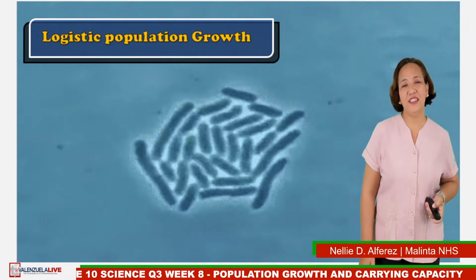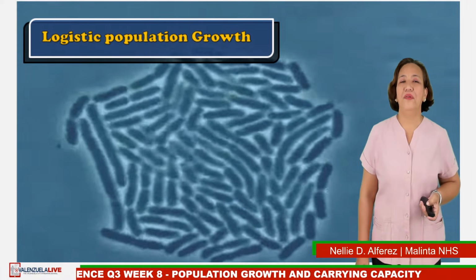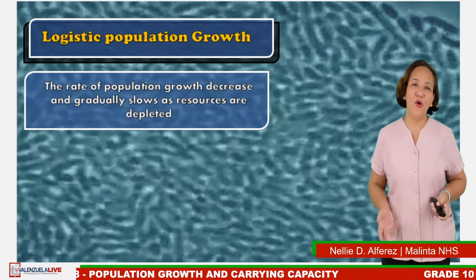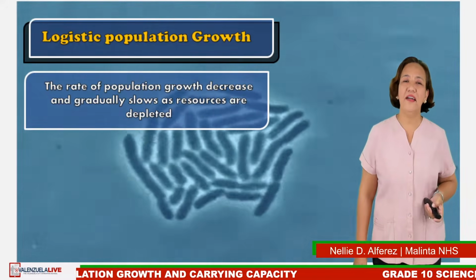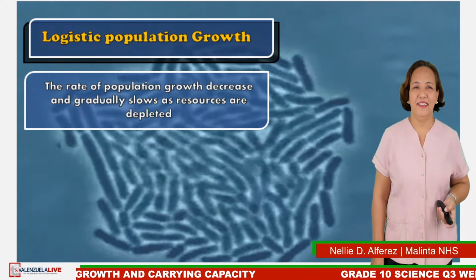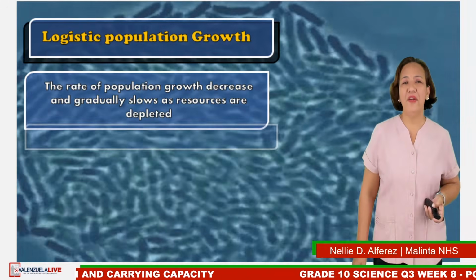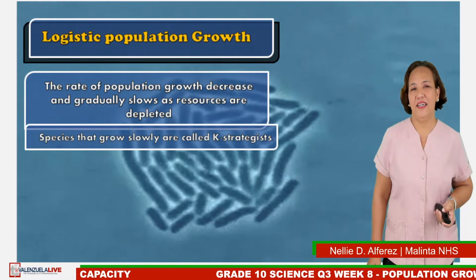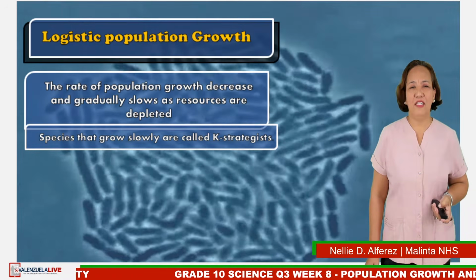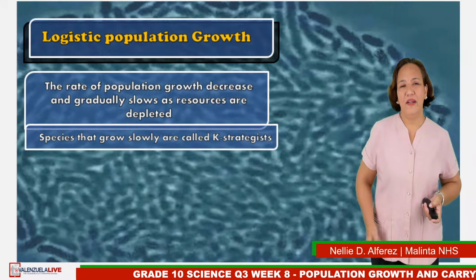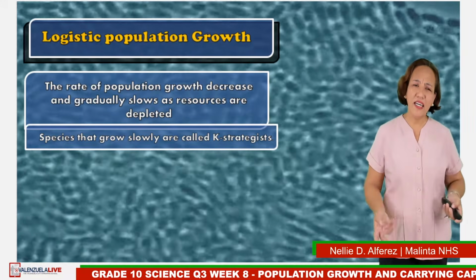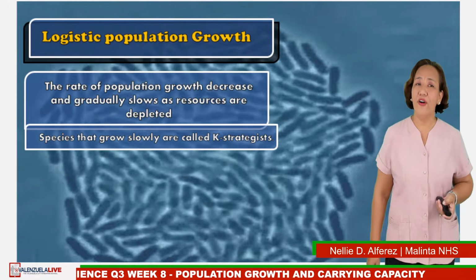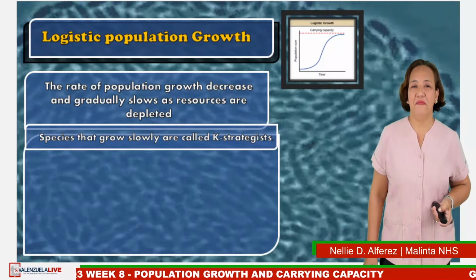Next is logistic population growth. The rate of population growth decreases and gradually slows as resources are depleted. Population growth stops when it reaches the carrying capacity of the environment. Species that grow slowly are called K-strategists. Unlike exponential growth, logistic growth shows a sigmoidal or S-shaped curve.